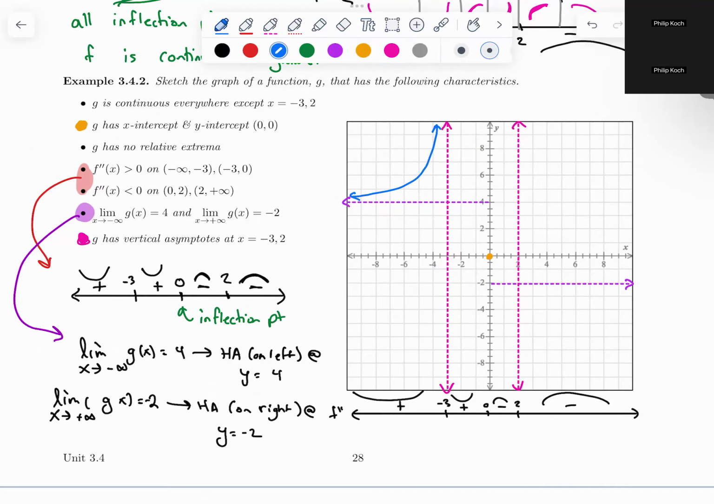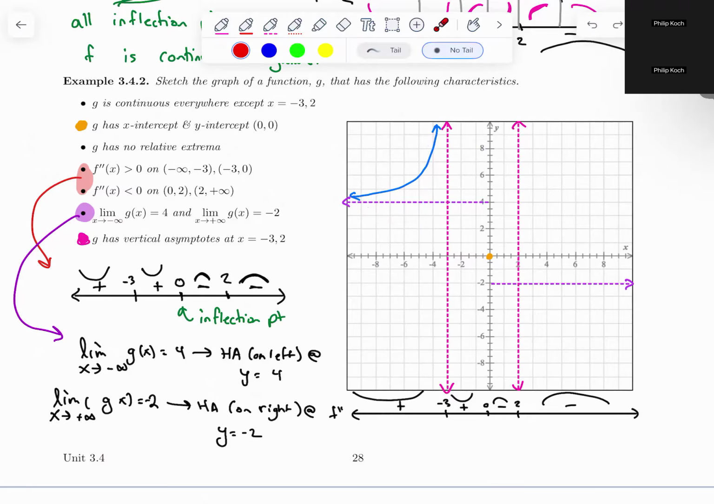And to Nick's question before, we can't do it like this. I'm going to draw that in a different color, in pink. We can't do that because then that would make us have a relative minimum, which we're not allowed to have here. And furthermore, concavity changes a few times throughout here.